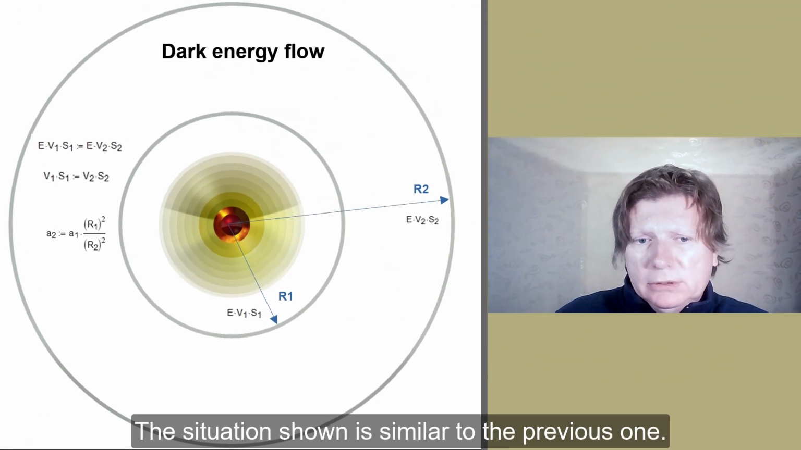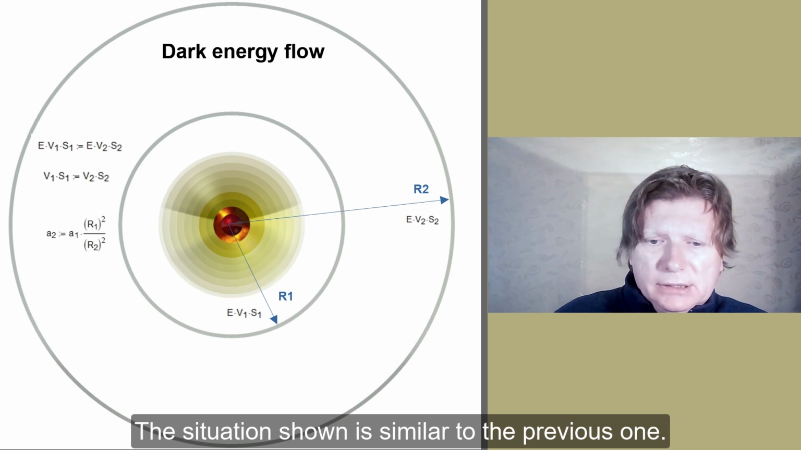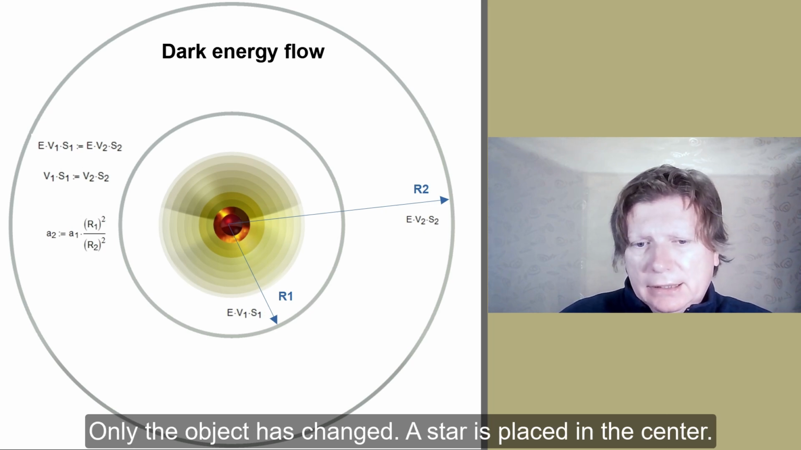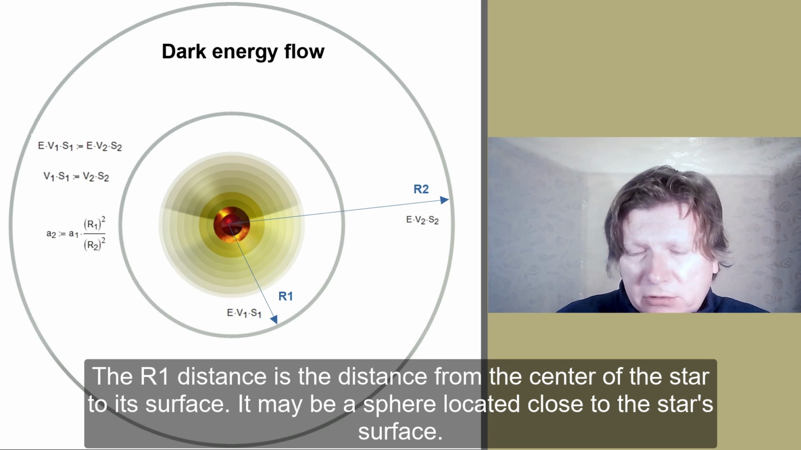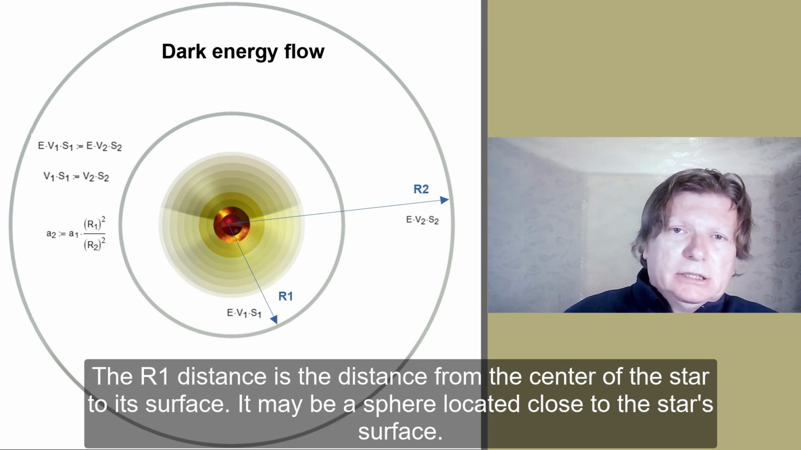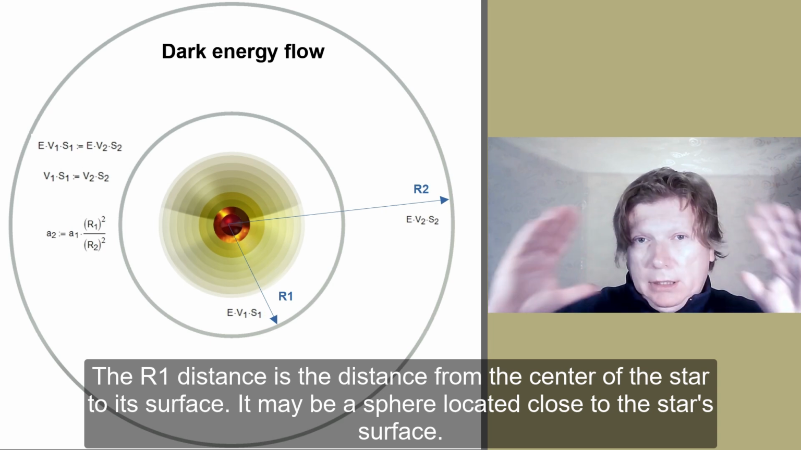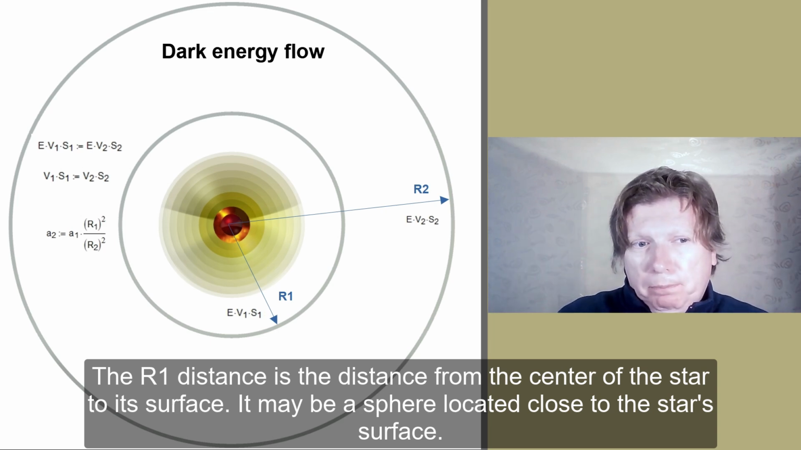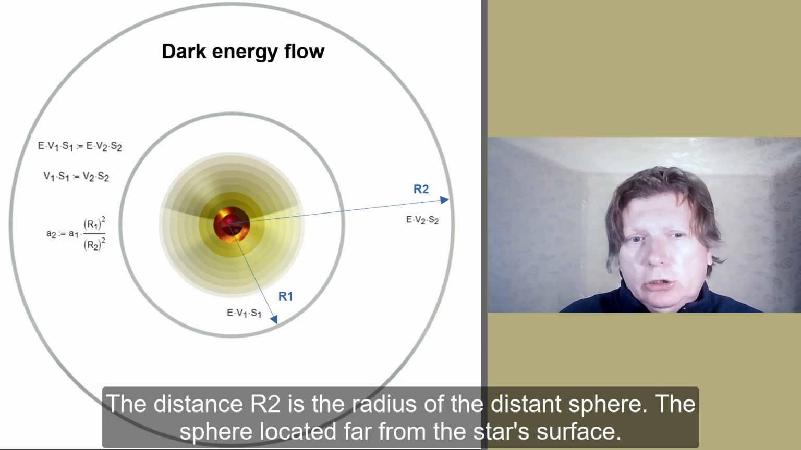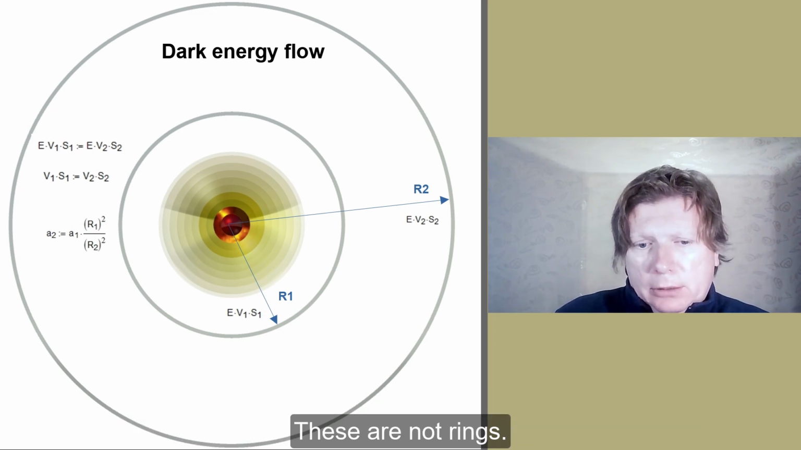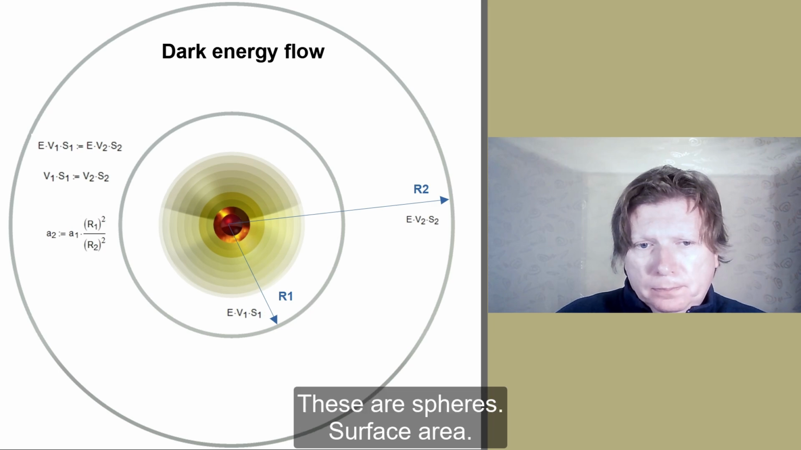The situation shown is similar to the previous one, only the object has changed. A star is placed in a center. The r1 distance is the distance from the center of the star to its surface. It may be a sphere located close to the star's surface. The distance r2 is the radius of the distant sphere, the sphere located far from the star's surface. These are not rings, these are spheres.